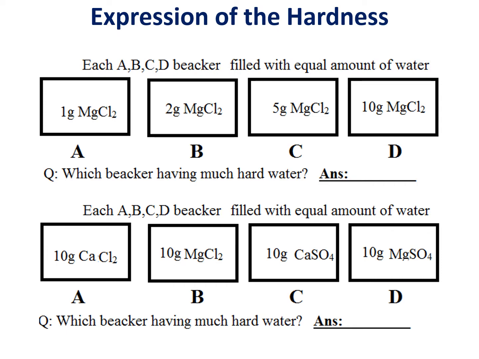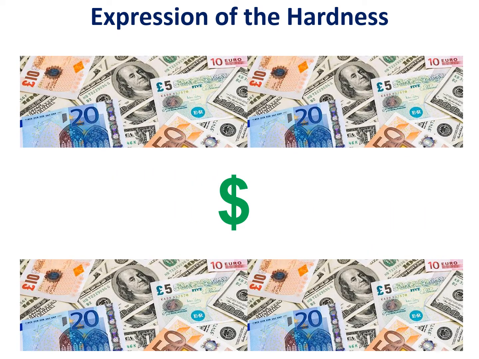Now it is difficult to conclude which beaker has the hardest water. Okay, before solving this problem, consider the expression of money. Different countries have different values for money. For India, the money is the rupee, America has dollars, China has yuans, and South Africa has rands. Are these all the same value? No, $1 is not equal to 1 rupee, 1 rupee is not equal to 1 rand, 1 rand is not equal to 1 yuan. They are all money, but they have their own value.